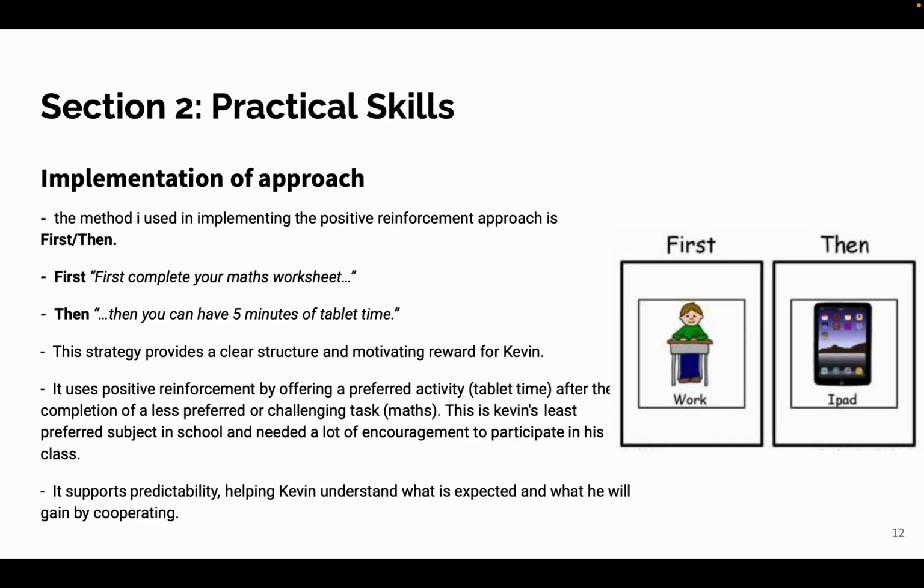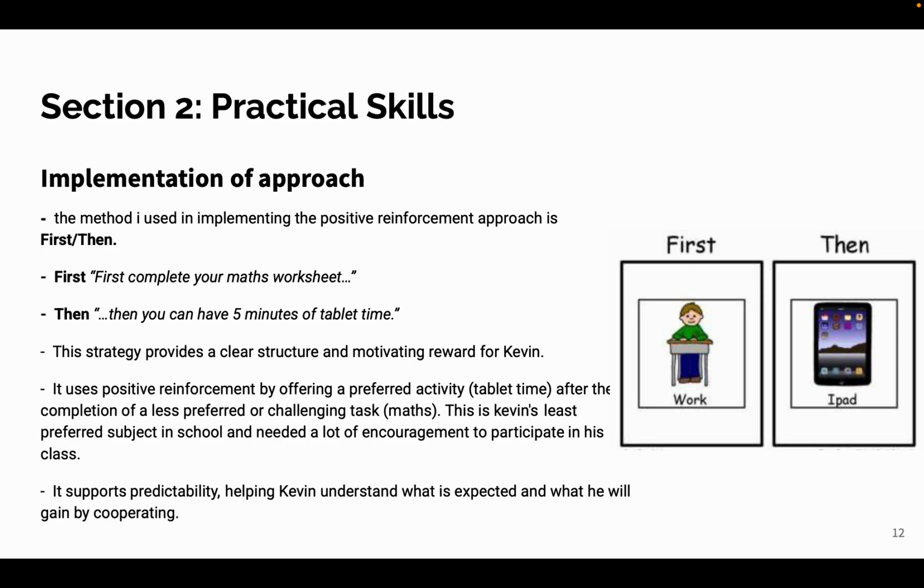Implementation of approach. The method I used in implementing the positive reinforcement approach is first and then. So for example, I said, first, complete your math worksheet, Kevin. Then you can have 5 minutes of tablet time. This strategy provides a clear structure and motivating reward for Kevin.